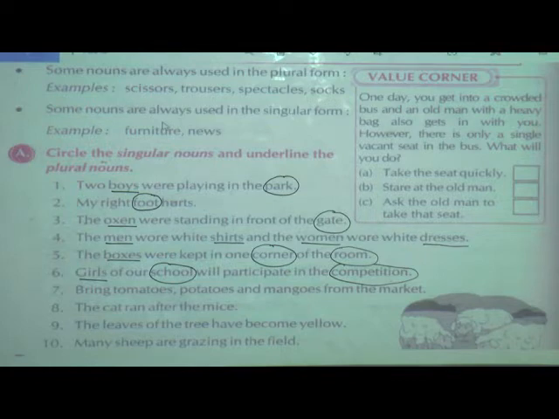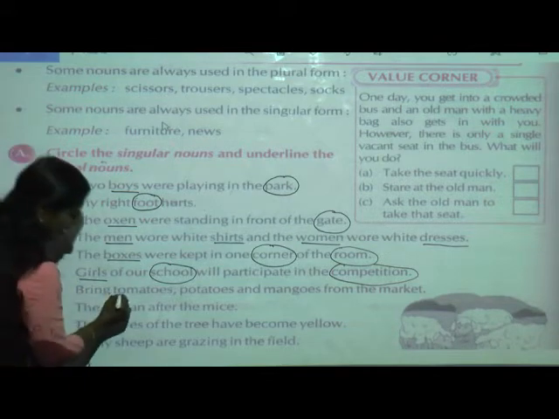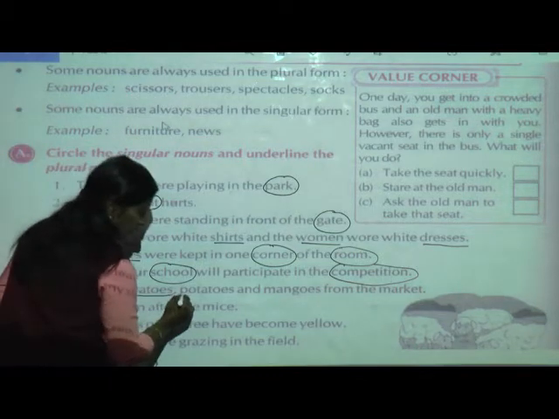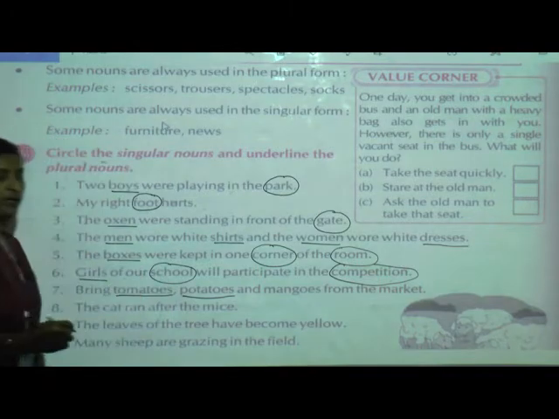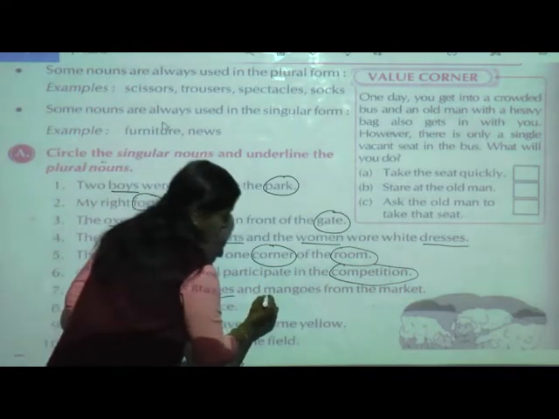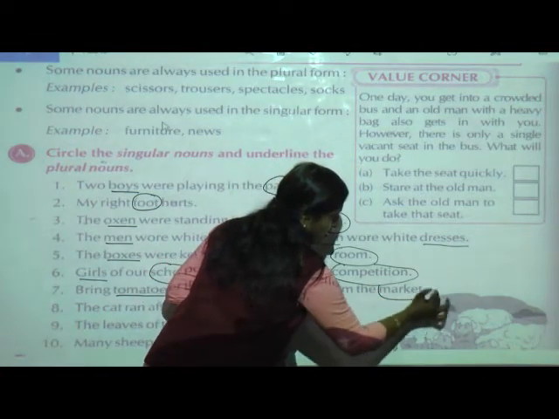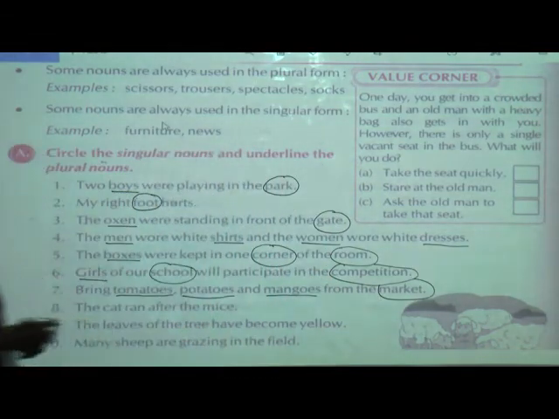Next, seventh, bring tomatoes, potatoes and mangoes from the market. So tomatoes is what? Yes, that is a plural noun. So I am going to underline tomatoes. Potatoes, again plural, underline. Mangoes, plural. Market is singular. So I am going to circle the market.